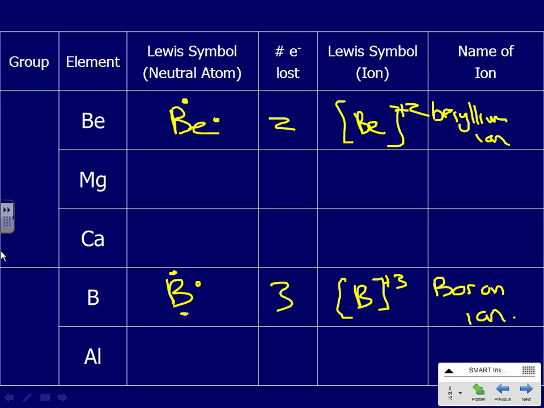Again, I'm just going to put the Lewis symbol and the ion name in a moment. And there are some questions at the bottom just to get us to think about the charges that are involved. So if you can answer those, by all means, go ahead and give it a shot. We'll answer that in a moment.